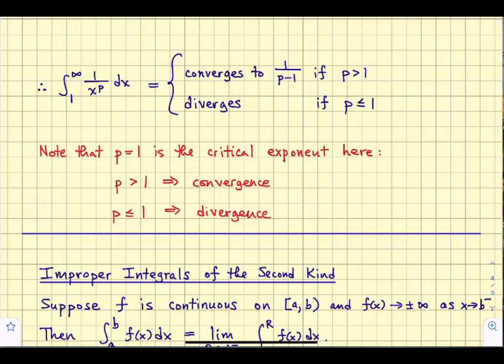It's very important to remember that p equals 1 is the critical exponent here that separates convergence of this improper integral from divergence of this improper integral. Exactly when p is 1, you get divergence, and if p is greater than 1, you get convergence, and if p is less than 1, you get divergence.